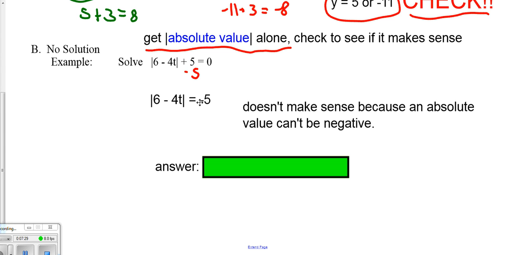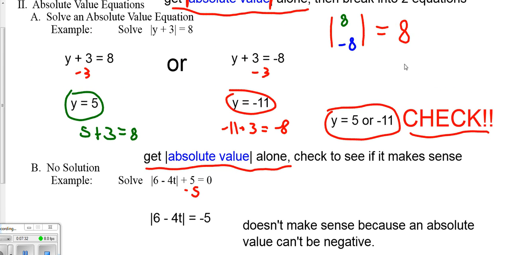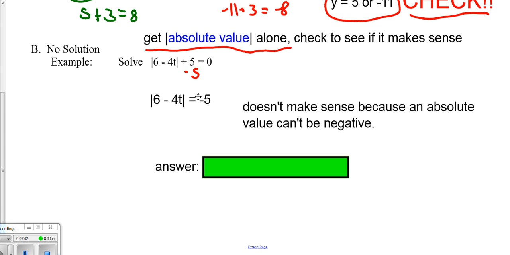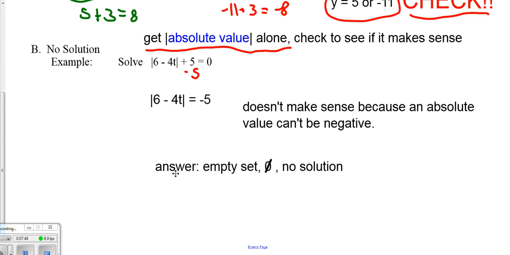So you could go through and solve this just like we did up here. You would plug in your answers to check it, and in the end it would not work out. So you would find out for both of them it doesn't work. Or you can just notice right here, absolute value cannot equal a negative. So you would say your answer is either the empty set, this 0 with a slash through it, or you can just say no solution. Any of these three is a correct way to say it doesn't work out. There's no possible value for t that we could plug in that would make this equation true.